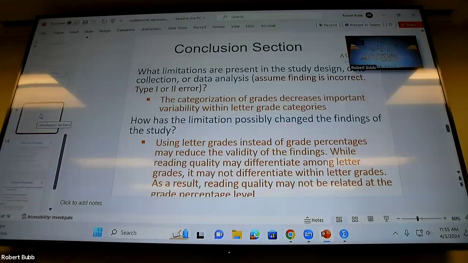So anyway, just realize again, interpretation is assuming your findings are correct no matter what they are. Limitations is assuming your findings are incorrect and your interpretation of that analysis would change.